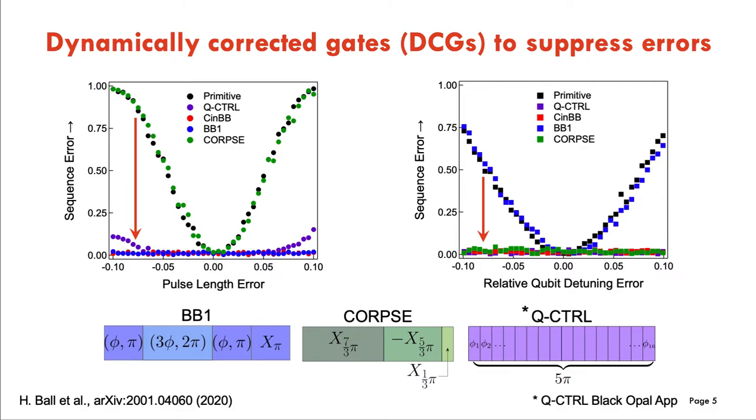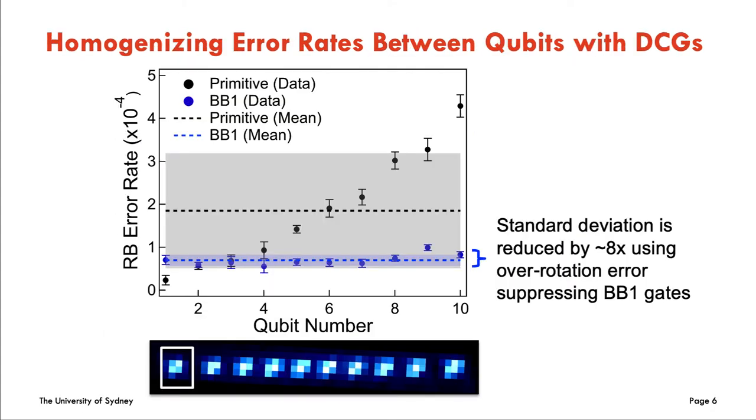So let's return to our randomized benchmarking results. Here, I've repeated our 10-ion randomized benchmarking using the DCG BB1, which is designed to suppress over-rotation errors and hence targets the gradient in our microwave field intensity. Indeed, we find that the error rates over the string are considerably more consistent than when we use the primitive rotations.